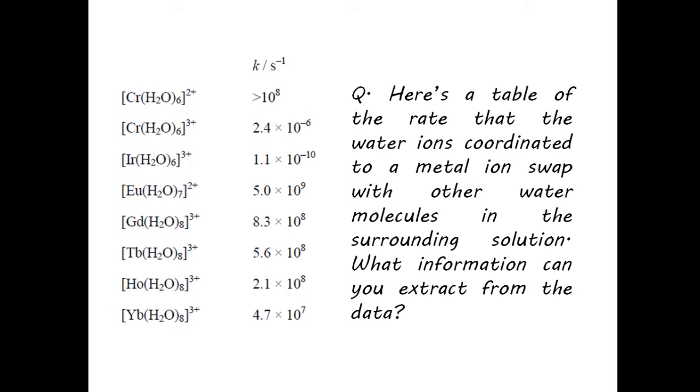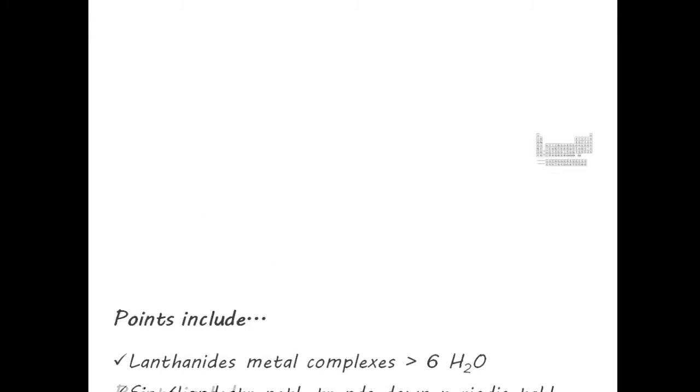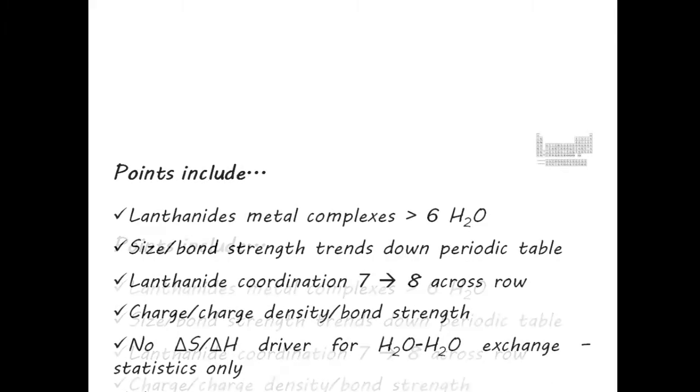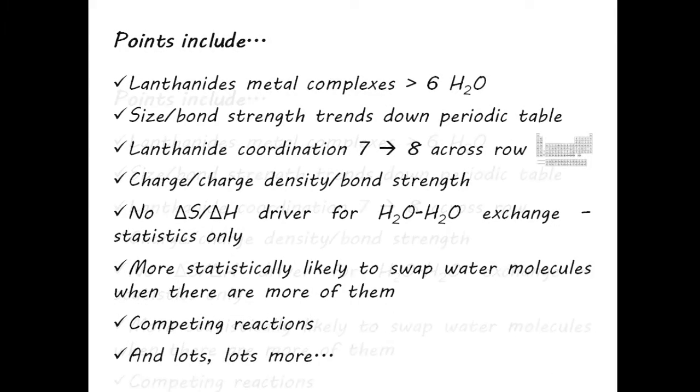Question: here's a table of the rate that the water molecules coordinated to a metal ion swap with other water molecules in the surrounding solution. What information can you extract from the data? Points include: lanthanides form metal complexes too and have more than 6 water molecules around them. They may attempt to name this or state the shapes they form.